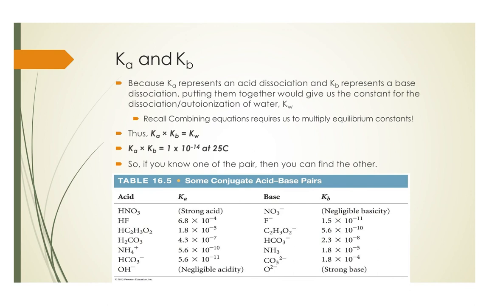Because Ka represents an acid dissociation and Kb represents a base dissociation, putting them together would give us the constant for the ionization of water, Kw. Combining equations requires us to multiply equilibrium constants. So if we look here, that means that Ka times Kb is going to give me Kw. We know that Kw is 1 times 10 to the negative 14th at 25 degrees Celsius. So if we know one of the pair, we can find the other. If someone gives us a Ka, we can figure out the Kb. If someone gives us the Kb, we can figure out the Ka.